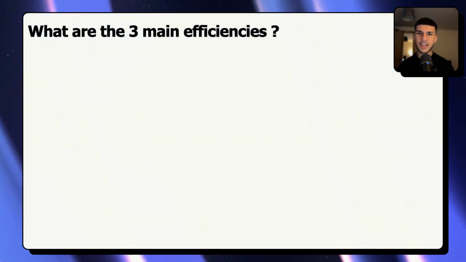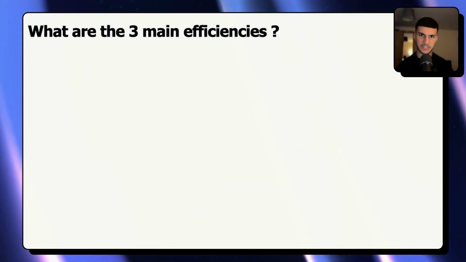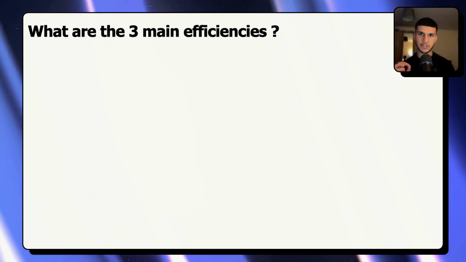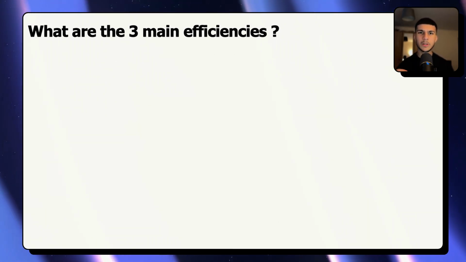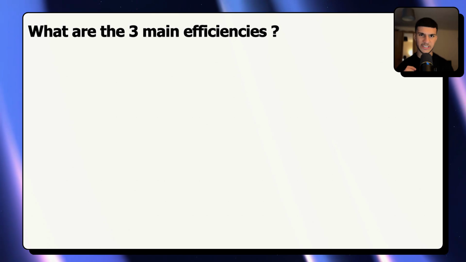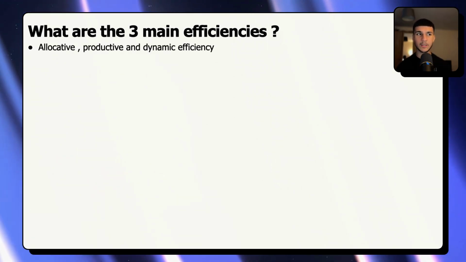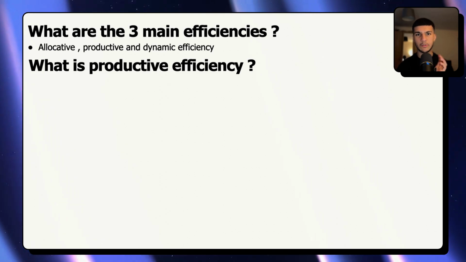So, monopolies and how they interact with efficiencies. Here, what we're going to be doing is expanding on that original monopoly diagram we drew. Monopolies exhibit three main types of efficiencies. The three you need to know are allocative, productive, and dynamic. Let's start with productive efficiency.